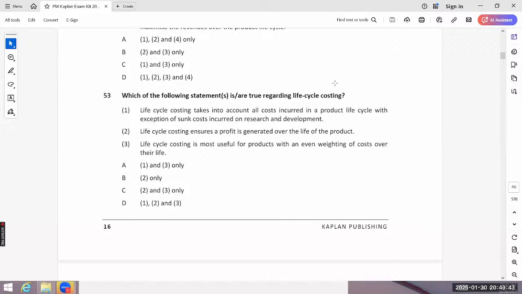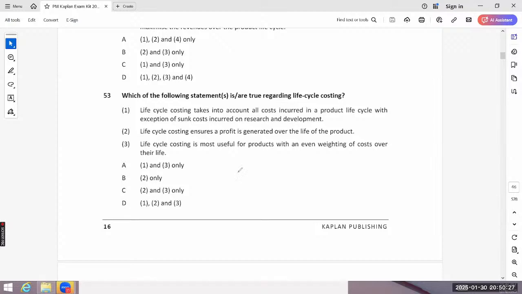Life cycle costing ensures a profit generated over the life of the product. Yes, the second statement is true. Third, life cycle costing is most useful for products with an even weightage of cost over their life. No, not even cost. It is useful when the costs are not even. In life cycle costing, basically in the initial year the cost is high, and in later years cost is low and the sale price would be high. So the third statement is not true.